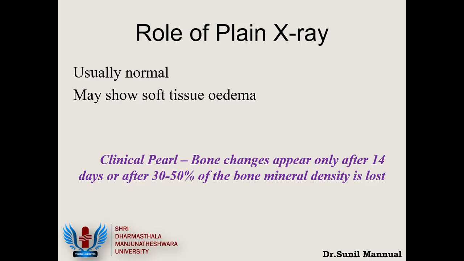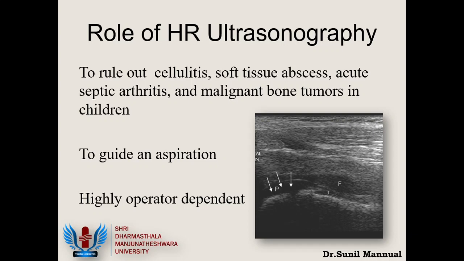So what is the role of high resolution ultrasonography? A high resolution ultrasonography can be used to rule out other conditions that mimic an acute osteomyelitis. Sometimes cellulitis can mimic an acute osteomyelitis. Sometimes a soft tissue abscess would be there, and this can mimic an acute osteomyelitis. Sometimes even a septic arthritis or a joint infection can look like an acute osteomyelitis, and very rarely even malignant bone tumors in children can present like an acute osteomyelitis. So a high resolution ultrasonography helps us step by step to rule out these conditions. The other use of high resolution ultrasonography is to guide the aspiration.